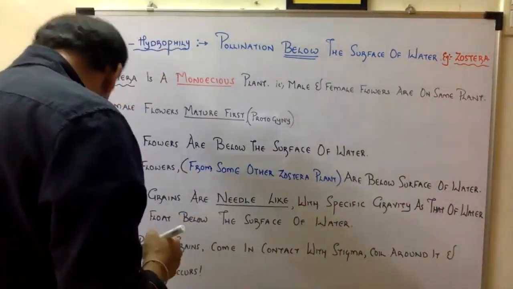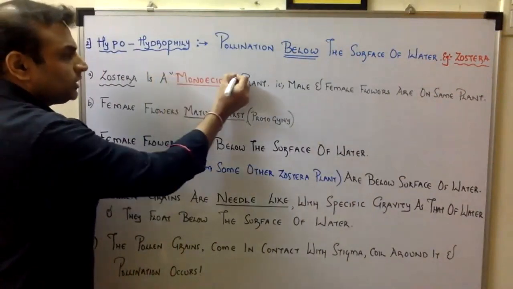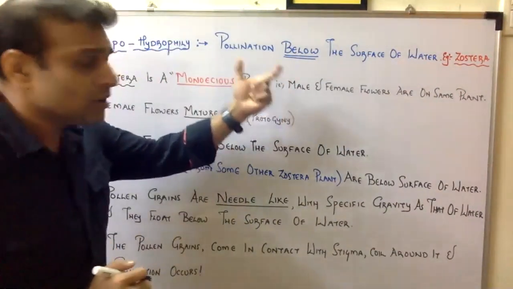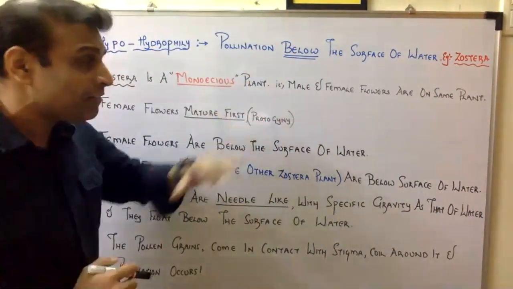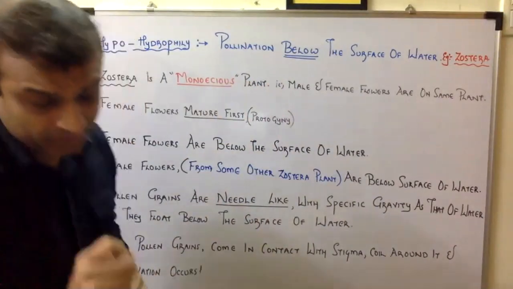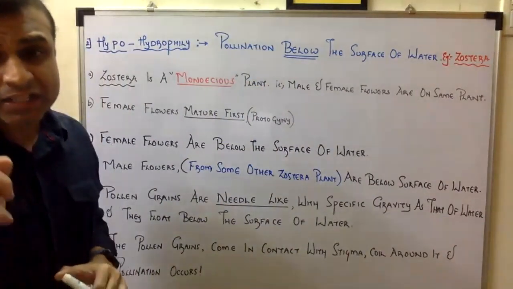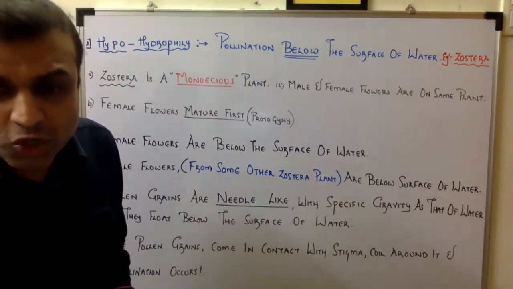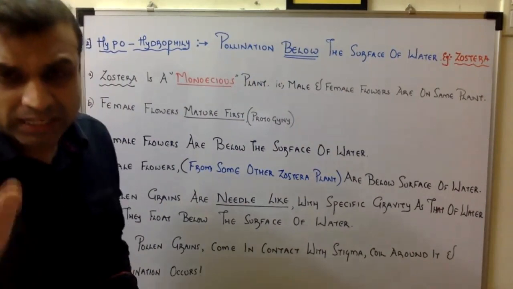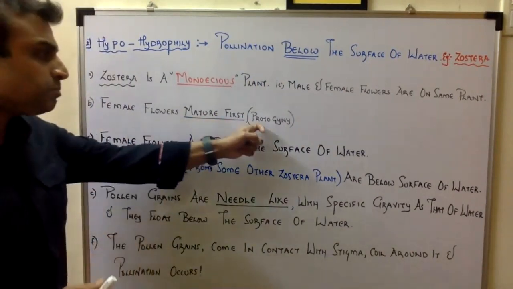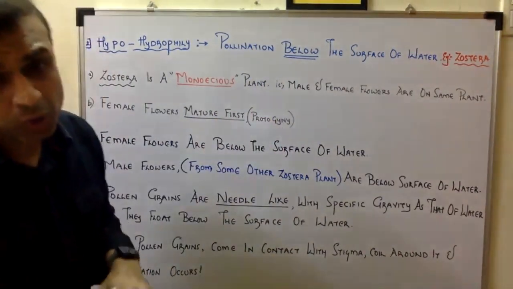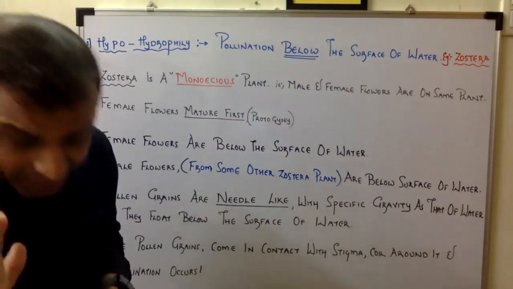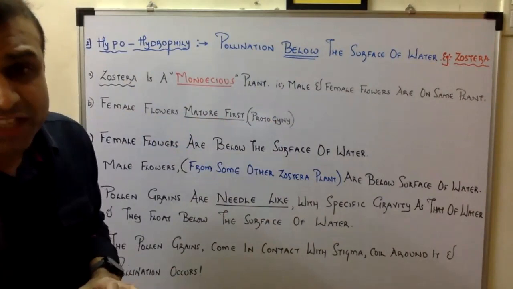Now, when we talk about Zoostera, kids, remember that Zoostera is a monoecious plant. Now, when we use the word monoecious, it means the same plant has got male and female flowers. But please understand, okay, even though the male and female flowers are present on the same plant, to ensure cross-pollination, I repeat, to ensure cross-pollination, these plants have a mechanism which is called as protogyny. Now, when I use the word protogyny, protogyny का मतलब होता है the female flowers will always mature first. I repeat, the female flowers will always mature first.